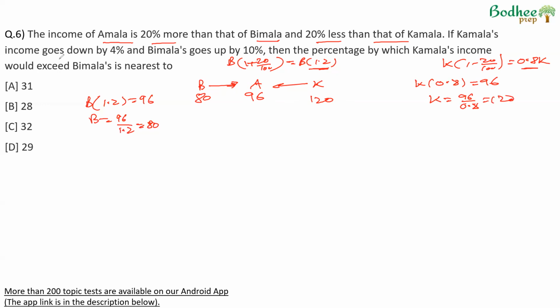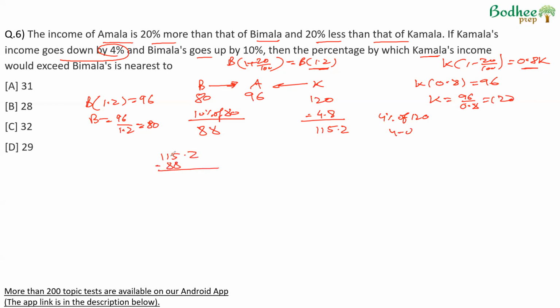Now, Kamala's income goes down by 4%. 4% of 120 will be 480 upon 100, 4.8. So Kamala's salary now becomes 120 minus 4.8, 115.2. And Bimla's goes up by 10%. 10% of 80 is 8. So Bimla's salary is now 88. Then the percentage by which Kamala's income would exceed Bimla's income. So Kamala's income exceeds Bimla's income by 115.2 minus 88, which is 27.2.